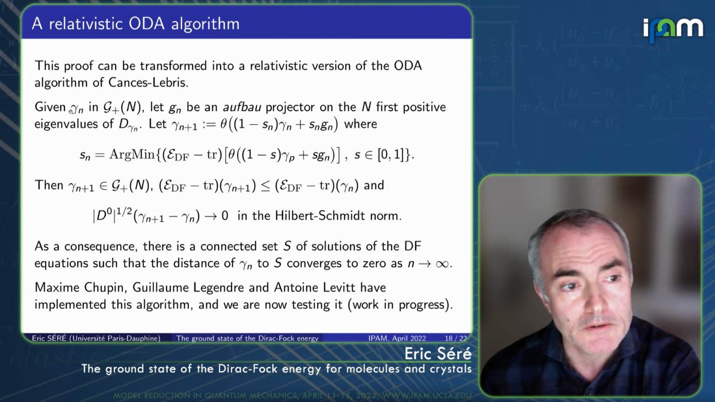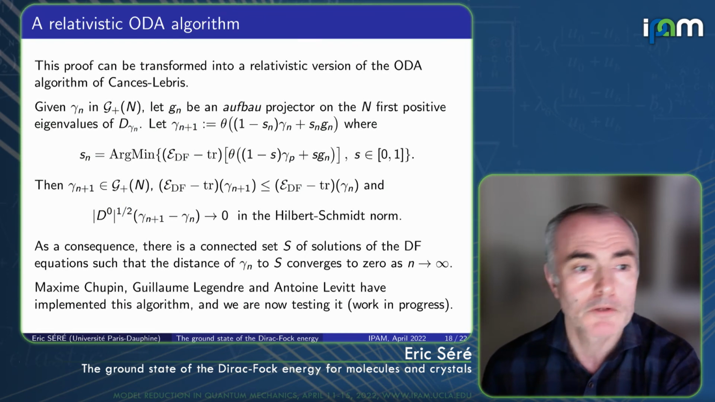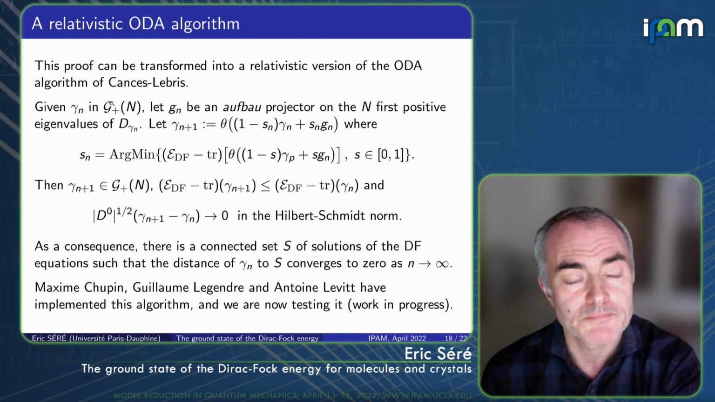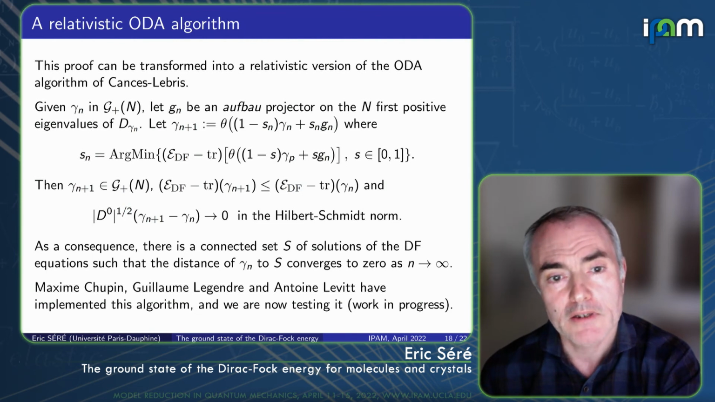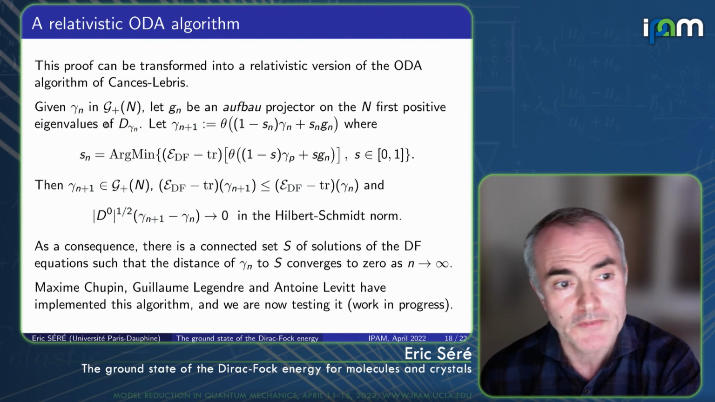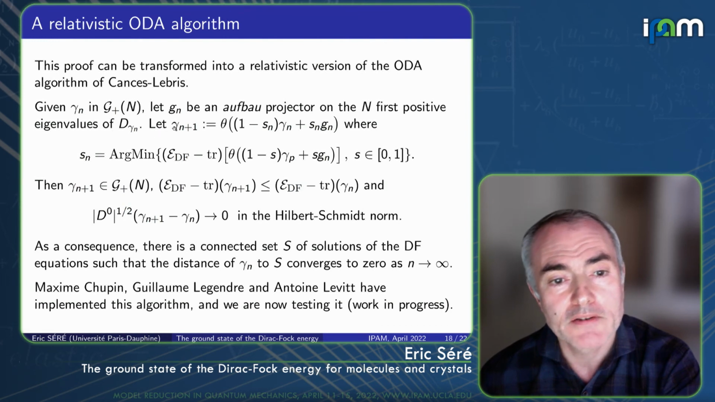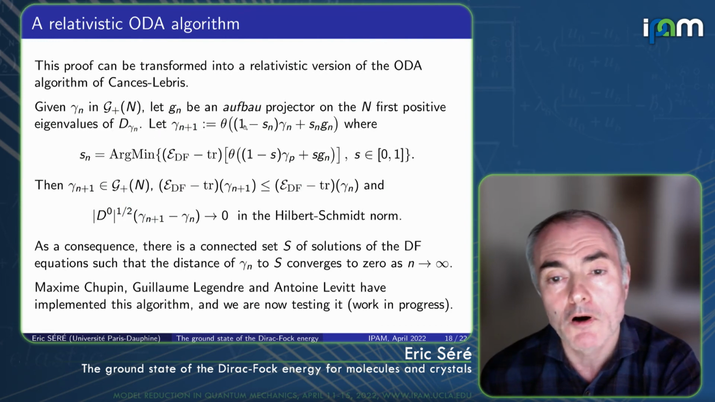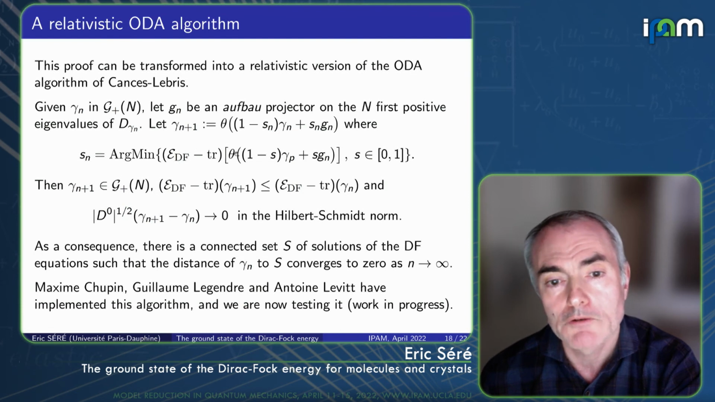Suppose that at step n, you have found a density matrix gamma n, which approximates the ground state problem you want to solve. So this gamma n is in G plus of n, so it's orthogonal to its own Dirac sea. And then you build the Aufbau projector associated with d gamma n. Okay, and then you define gamma n plus 1 as theta of the optimal point on the segment between gamma n and gn. Okay, same thing I did for the proof, but now you do it in an iteration.